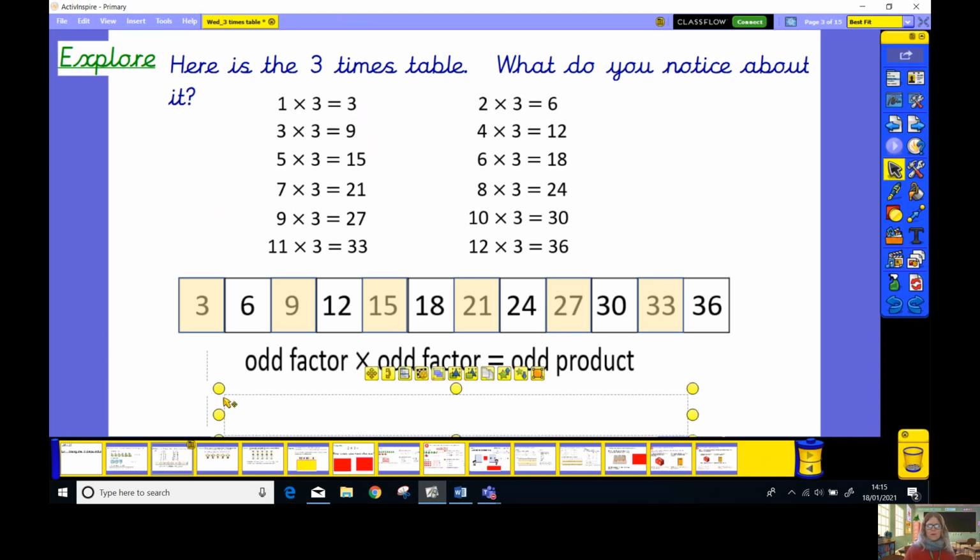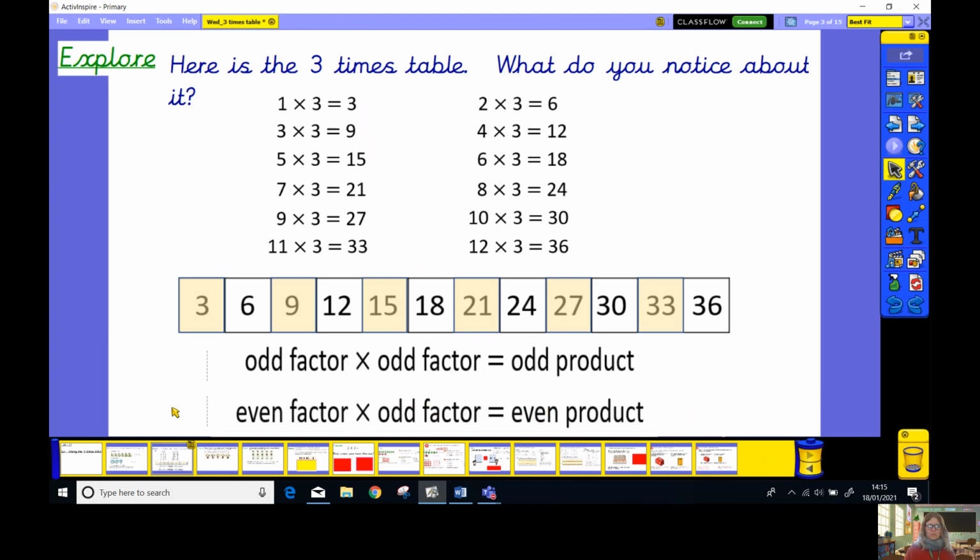But what happens when it's an even number multiplied by an odd factor? Well, when you have your even numbers multiplied by your odd factors, you get an even product. Now you're going to really need to know the 3x table today to help you. So if you need to at this point, pause the video and really go through your 3x table again to really get it cemented into your brain, please do that now.